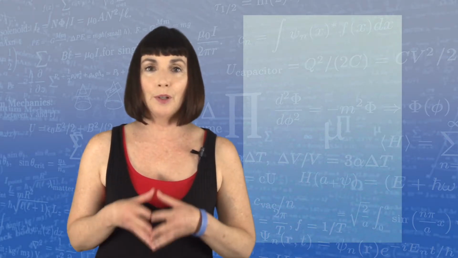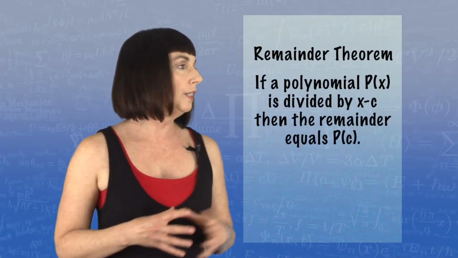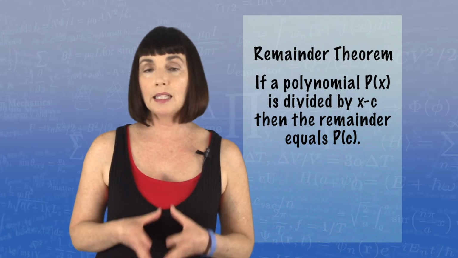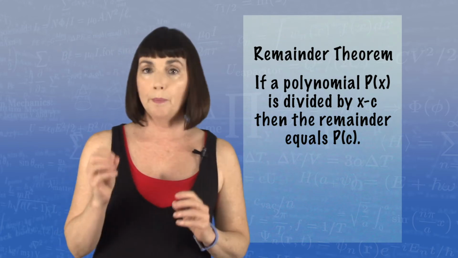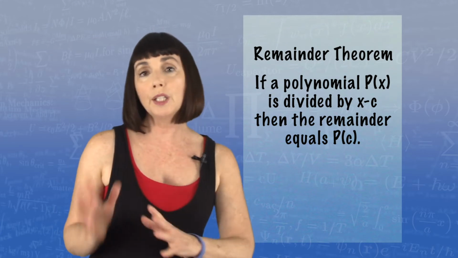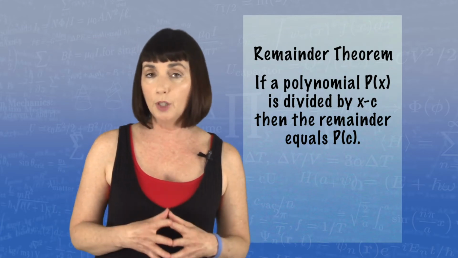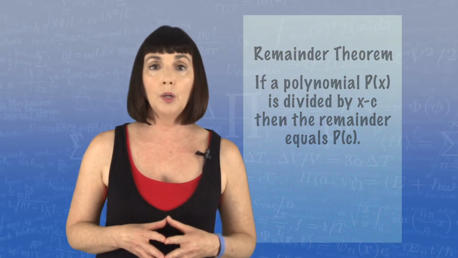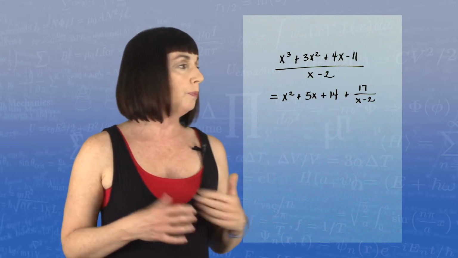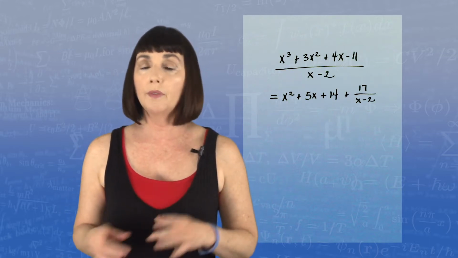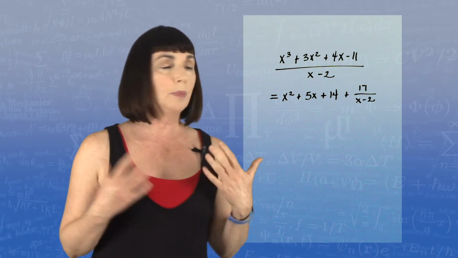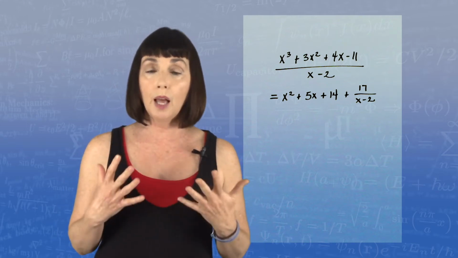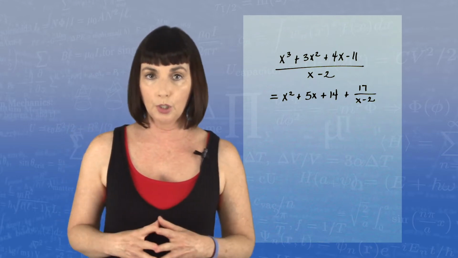The remainder theorem says that if a polynomial p of x is divided by x minus c, then the remainder equals p of c. Okay, so let's use our example from our dividing polynomials video. In that video, we found that x cubed plus 3x squared plus 4x minus 11 divided by x minus 2 is equal to x squared plus 5x plus 14 plus 17 over x minus 2.